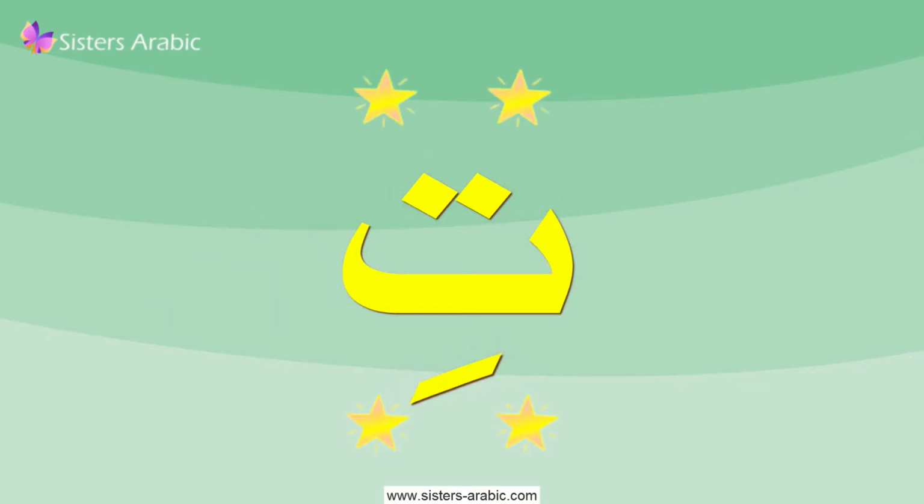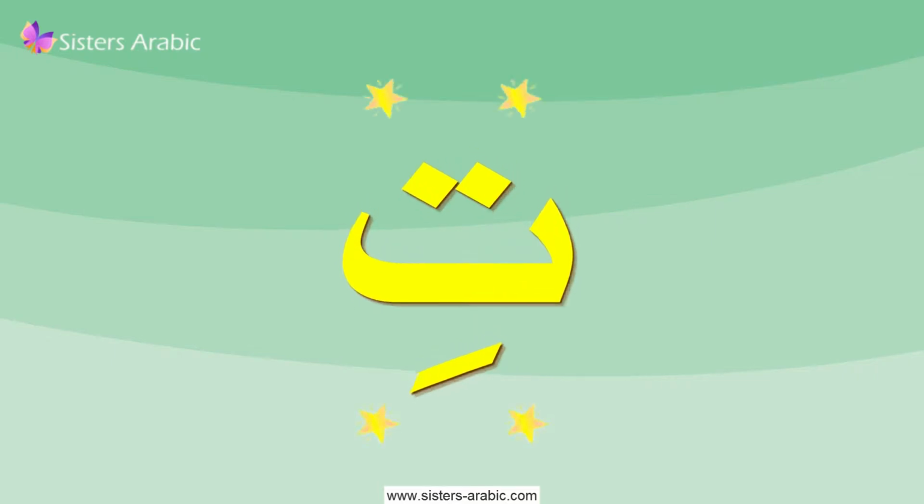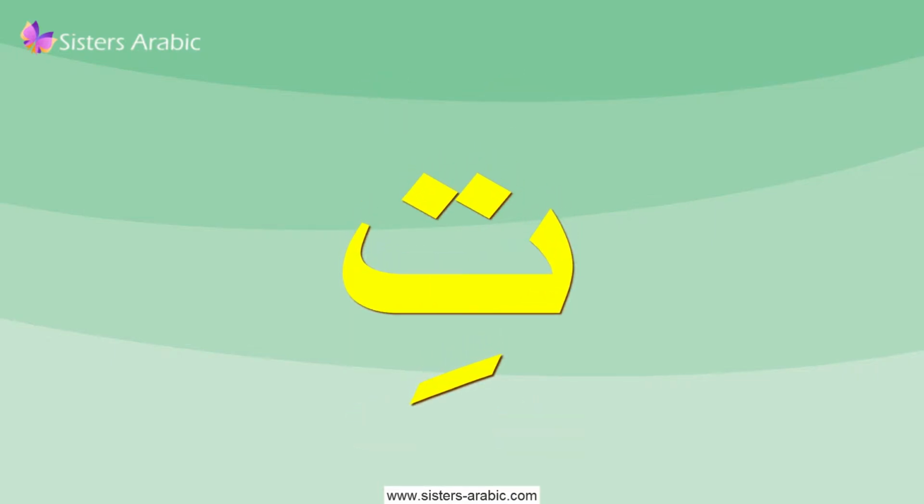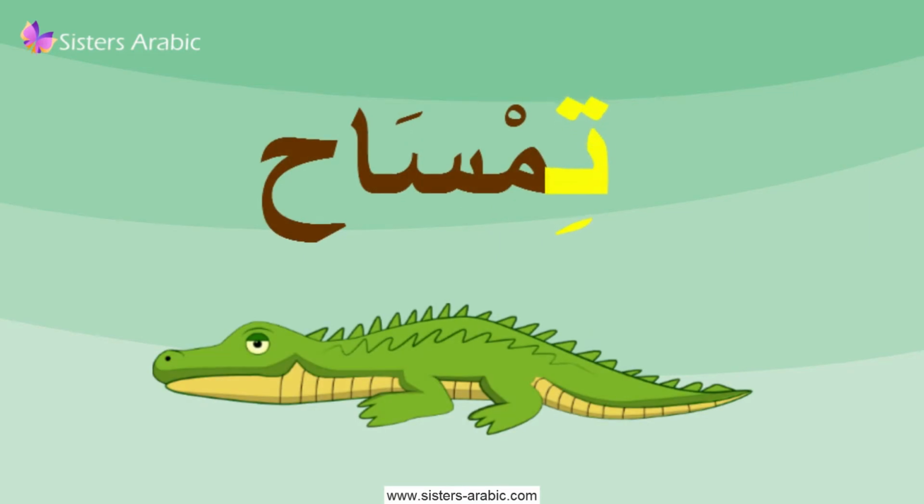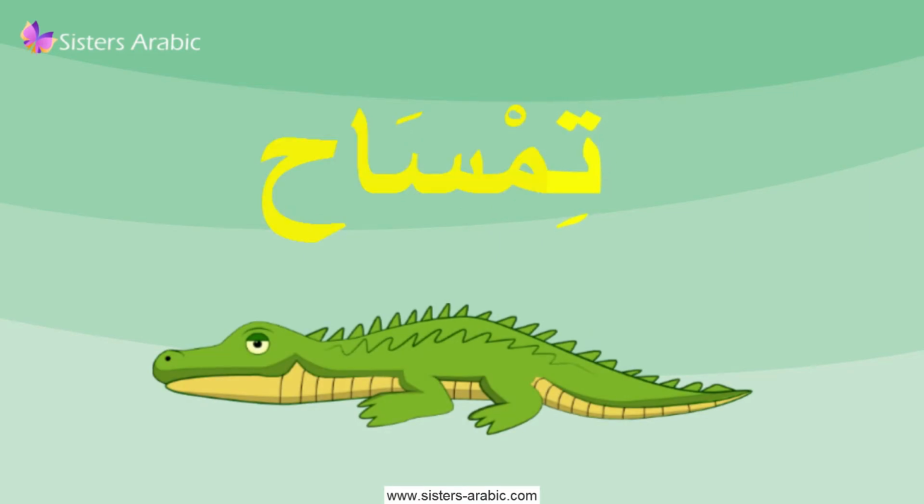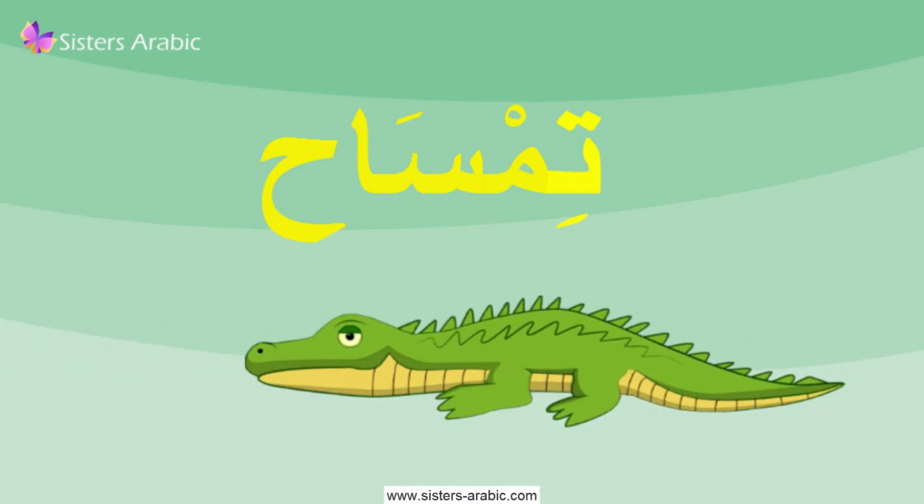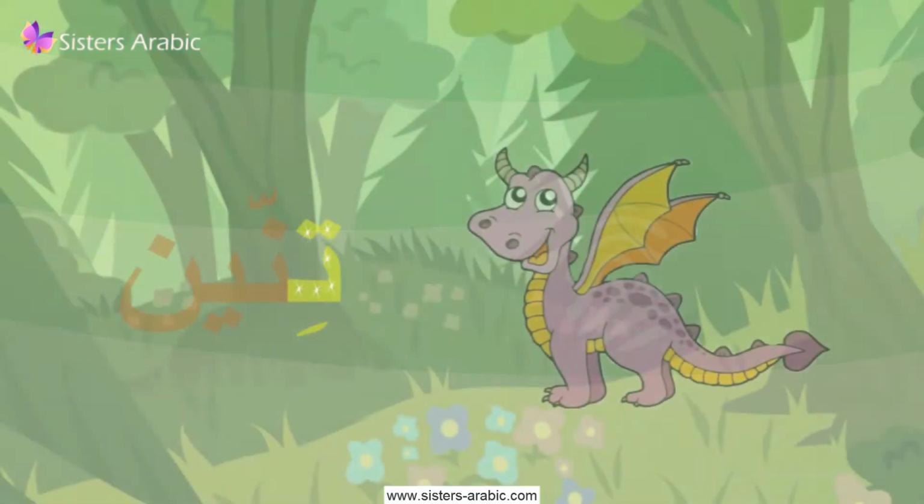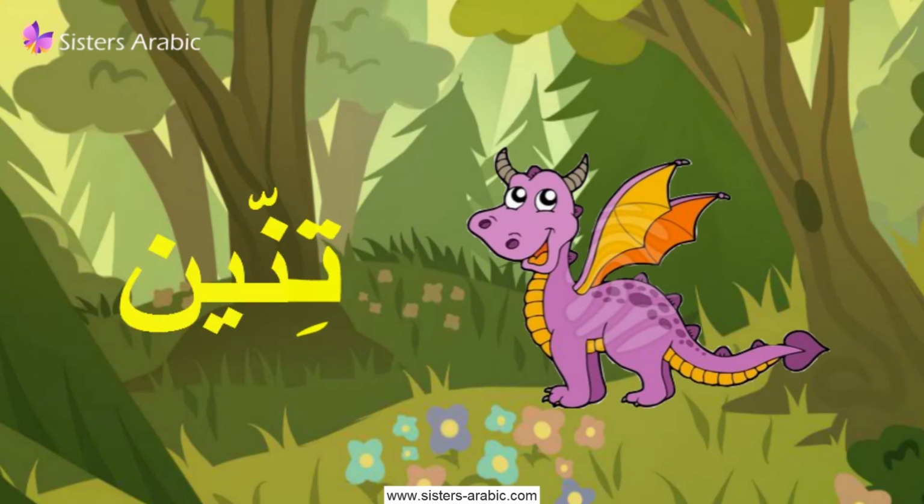تاء كسرة. تي. Kasra is a small line under the letter. The kasra gave us the E sound. So تاء كسرة تي. تمساح. تنين.